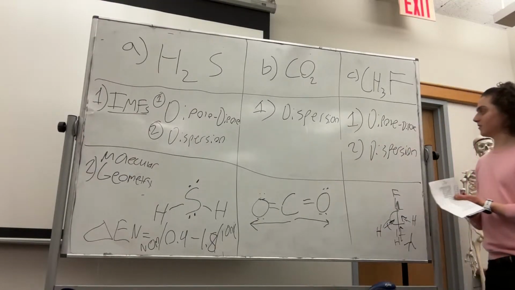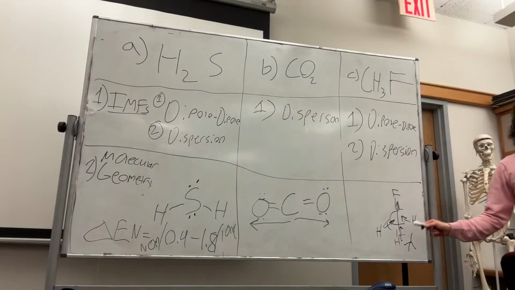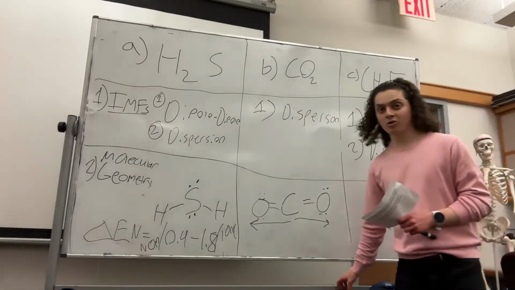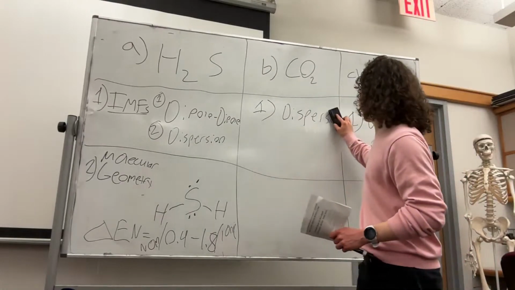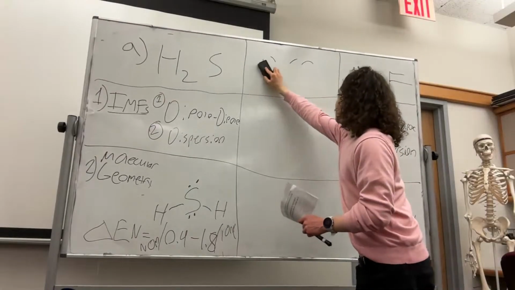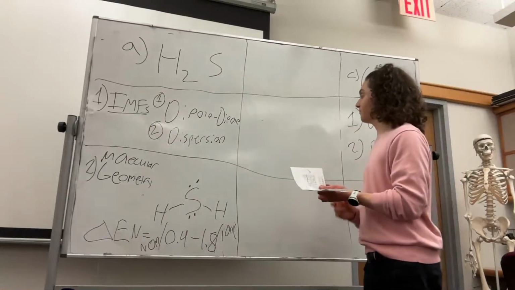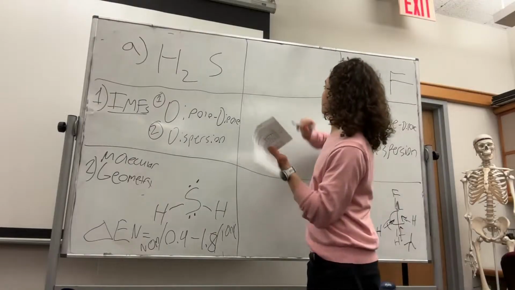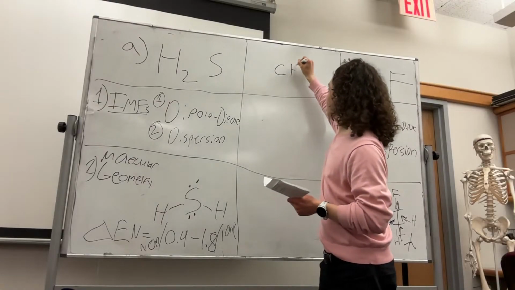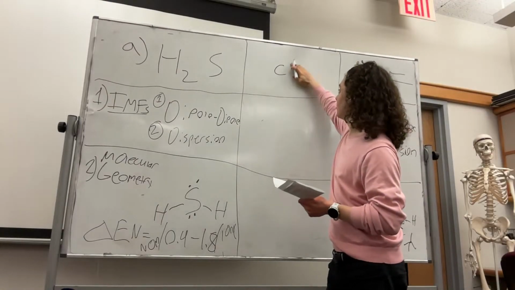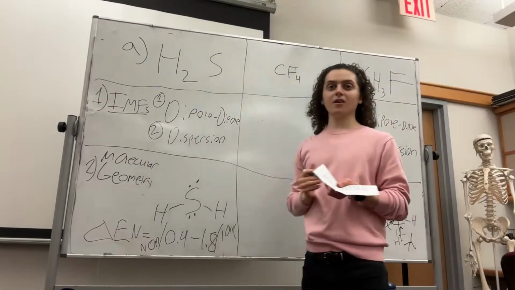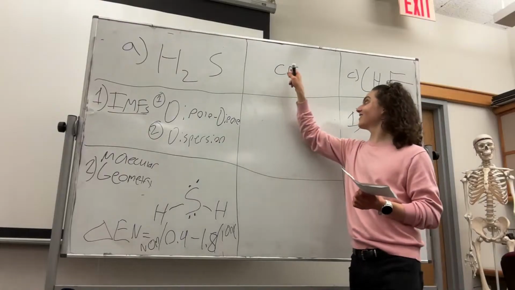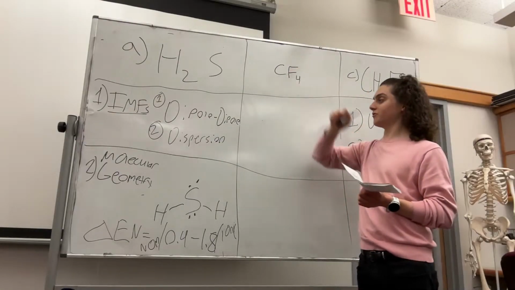Okay, so let's do a different scenario using similar atoms to illustrate why you can't always assume dipole-dipole when you have polar bonds. So what if we had CF4, because we want polar bonds. Okay, so carbon with 4 fluorines.